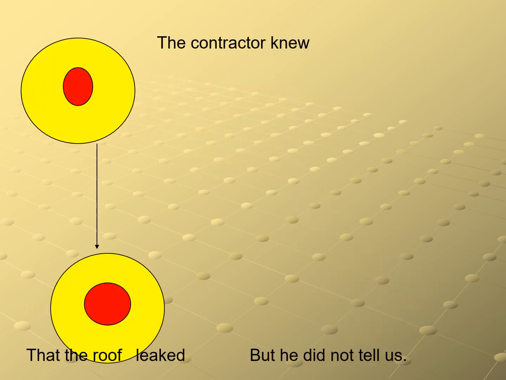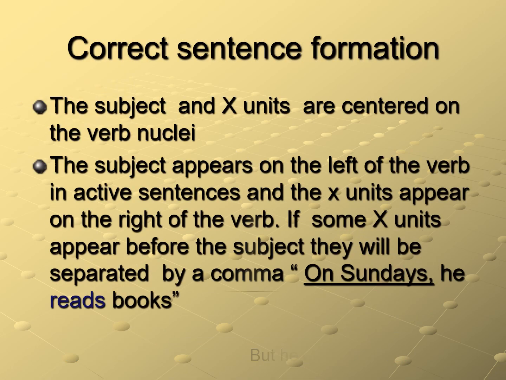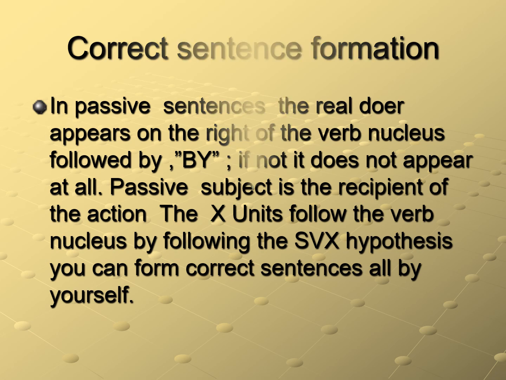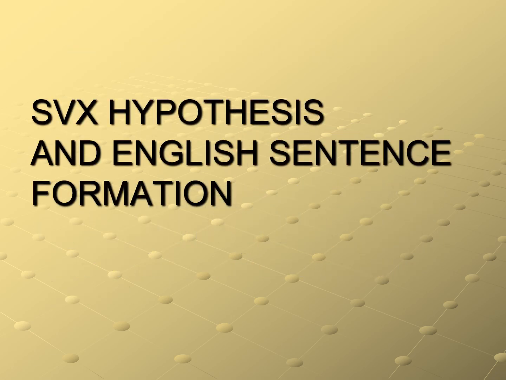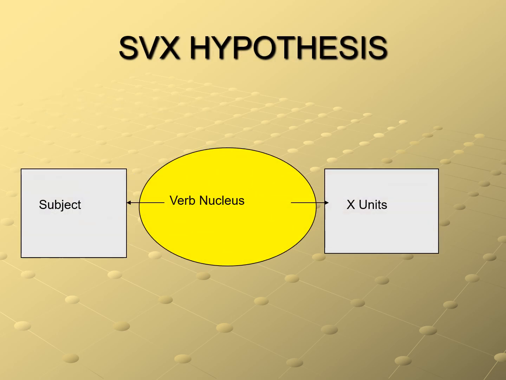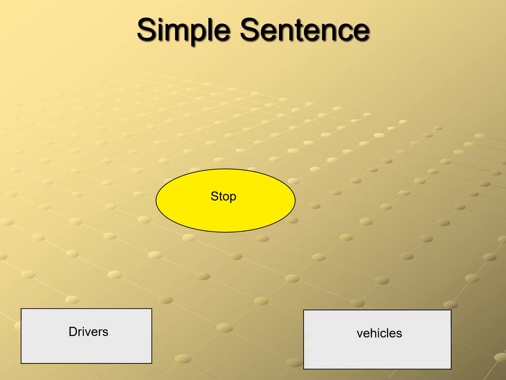Now in the summary section, I will illustrate with examples how this can be explained further to students who find it difficult to understand English word order. In the summary section you can see, first, "Drivers stop vehicles." Stop is the verb nucleus and drivers is the subject. Vehicles is the X unit. So this is a very basic simple sentence formation.